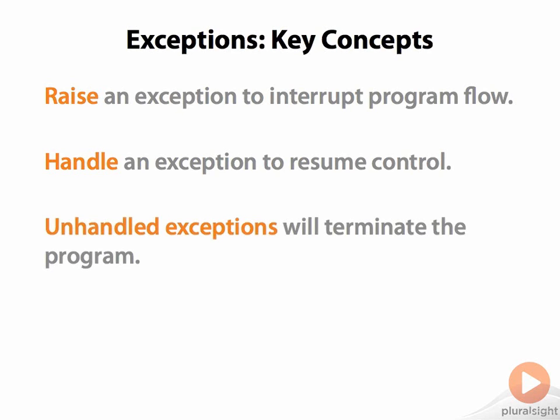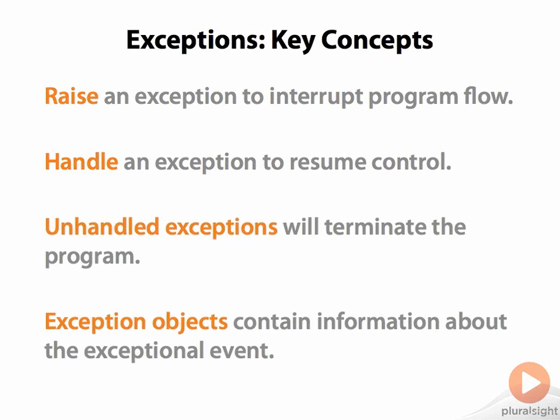If an exception propagates up the call stack to the start of the program, then an unhandled exception will cause the program to terminate. An exception object, containing information about where and why an exceptional event occurred, is transported from the point at which the exception was raised to the exception handler so that the handler can interrogate the exception object and take appropriate action.